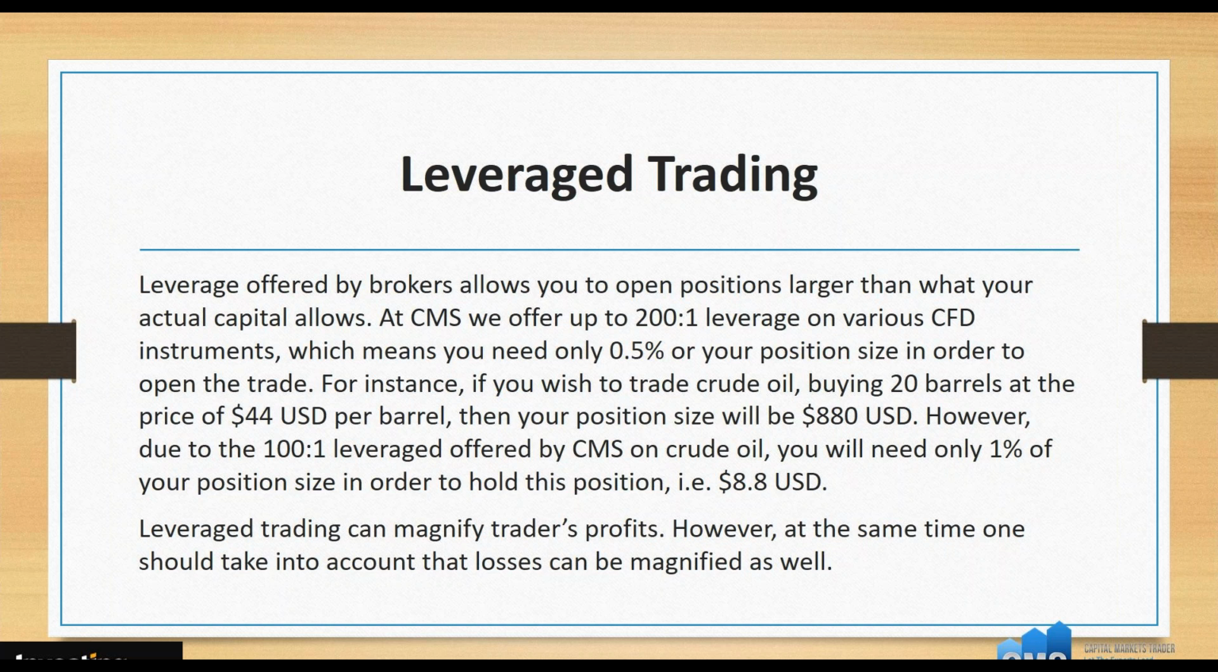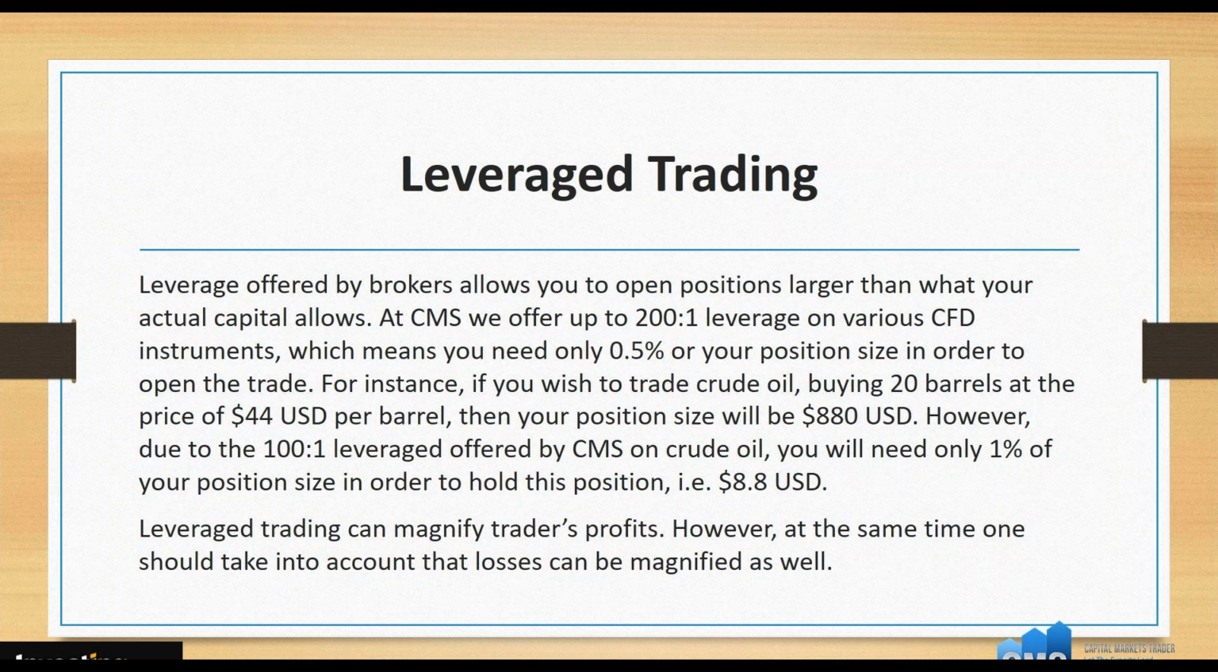Well, if oil goes up or down $1 a barrel today, you have 20 barrels. What's the profit you could have made? 20 bucks. Now, however, due to the 100 to 1 leverage offered by CMS on crude oil, you would only need to put down 1% of your position size in order to hold the position. So you'd only have to put down $8.80 for every 20 barrels, or every $880 worth of value.